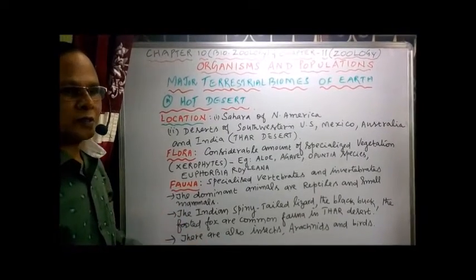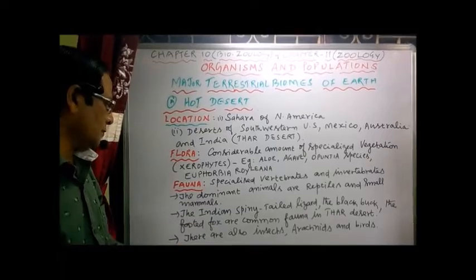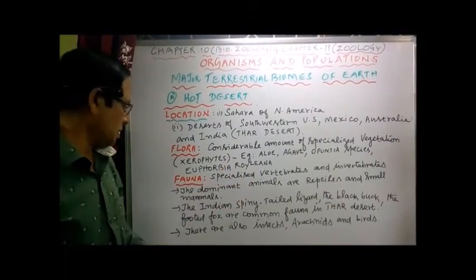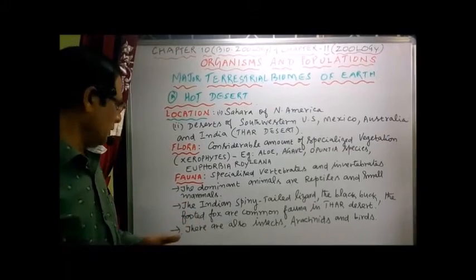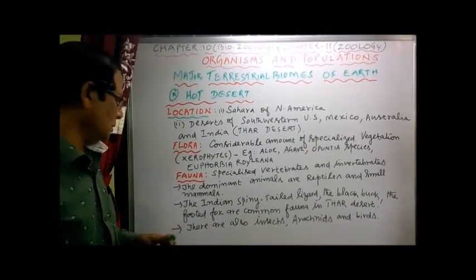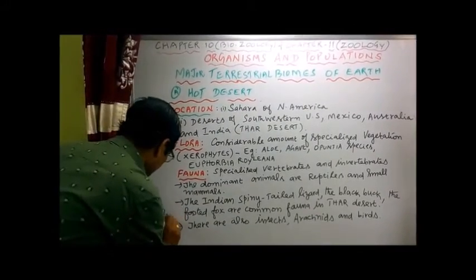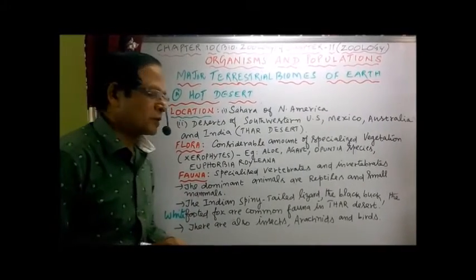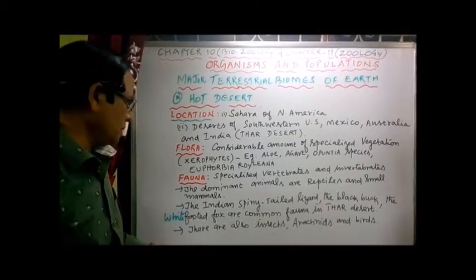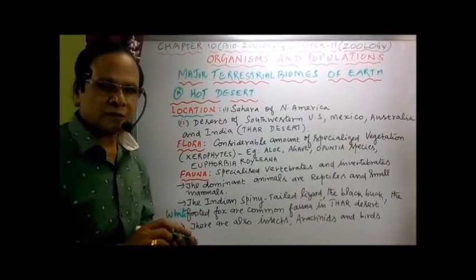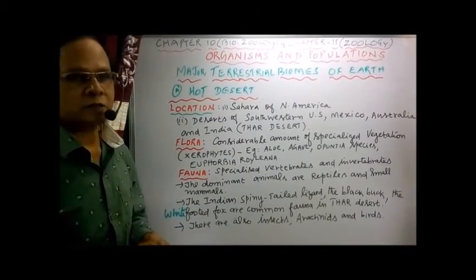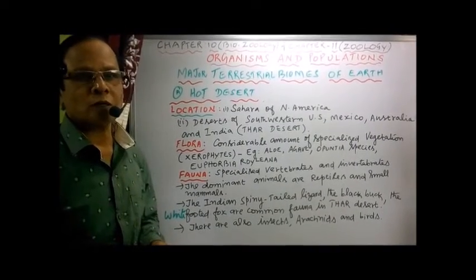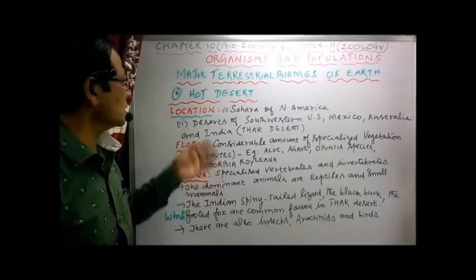Now in the Thar desert, specific animals are found: the Indian spiny-tailed lizard, the blackbuck, and the white-footed fox are common fauna in the Thar desert in India. There are also insects, arachnids like scorpions, and birds living there. Those birds adaptable to the hot climatic conditions are found in hot deserts.